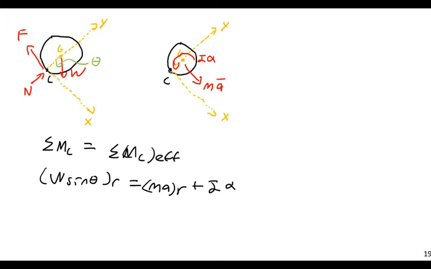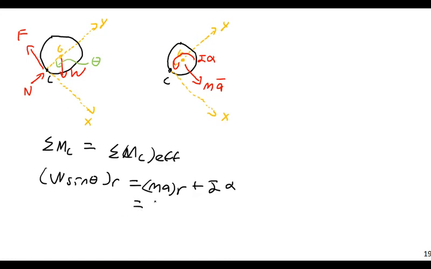I'm summing moments about point C here. C is the point of contact, so C might stand for contact. And the normal force and the frictional force, their line of action both passes through that point, so they can't generate any moments about that. This is statics all over again.